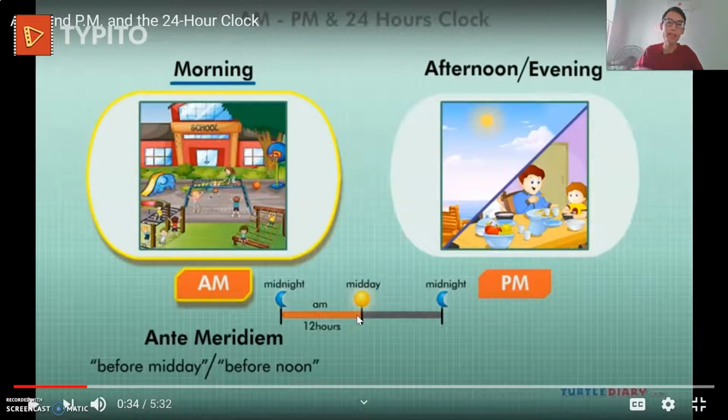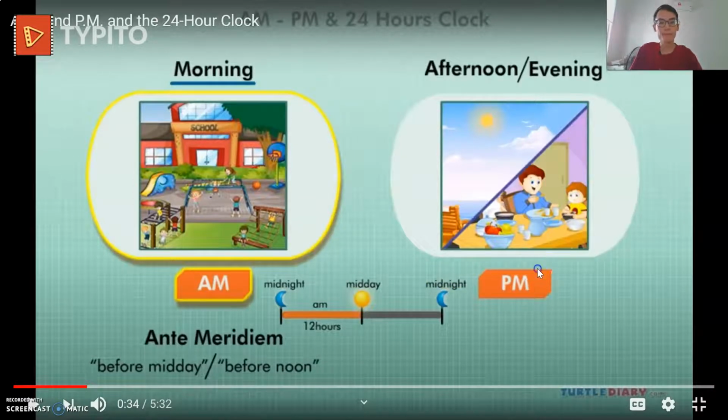11.59 pagi. Okay, AM bermula dari 12 tengah malam, 12 midnight, sehingga 11.59 pagi, until 11.59, just before noon or midday. Okay, midday ialah tengah hari lah. Manakala PM digunakan bermula 12 tengah hari hingga 11.59 malam. Okay, PM is used starting from midday, 12 noon, right until 11:59 night time.